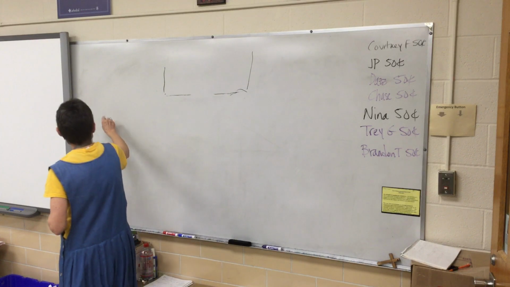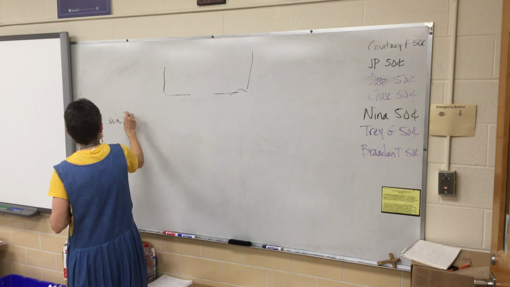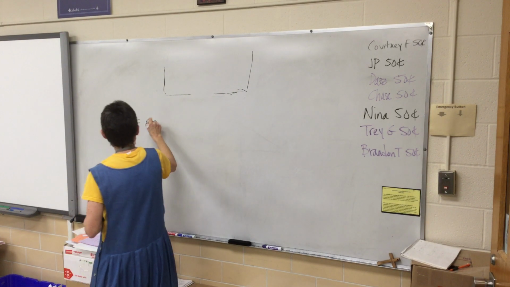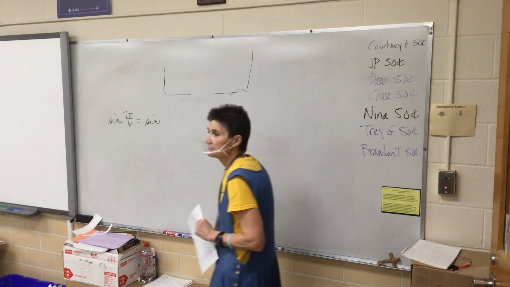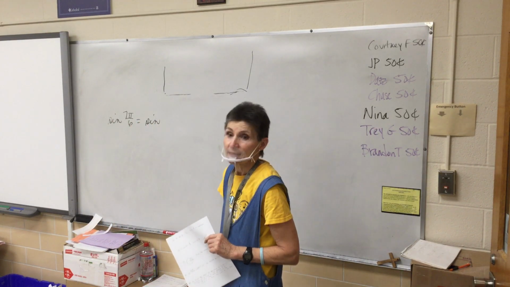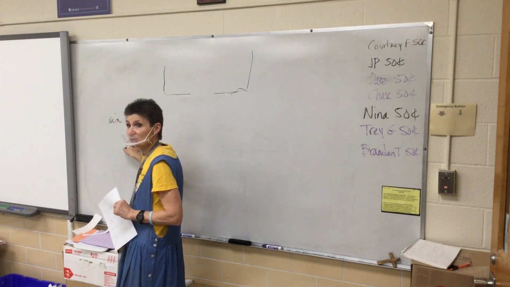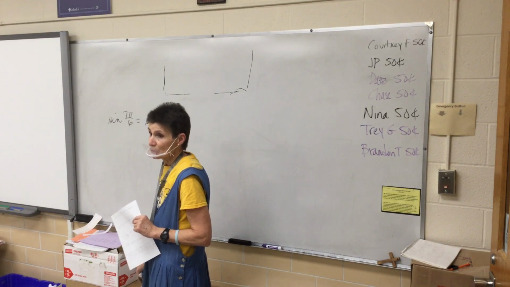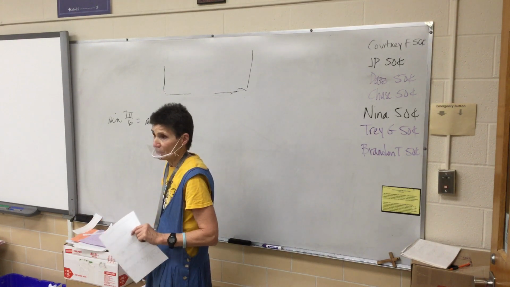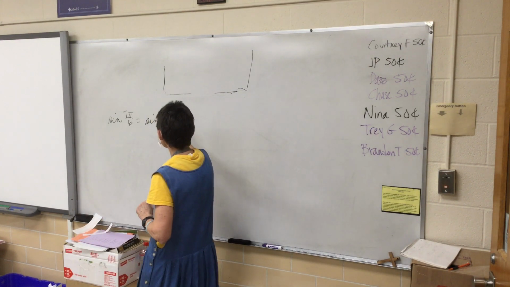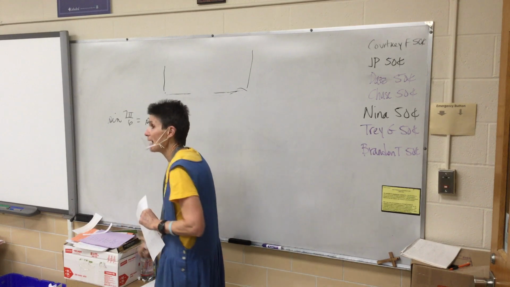Sine 7 pi over 6. What are you thinking when you see 7 pi over 6? 30 times 7. That's exactly right. Very good. 180 divided by 6 is 30, times 7 is 210. You do not need a calculator for that. You can do that. So this is the sine of 210. Okay, now what are you thinking?